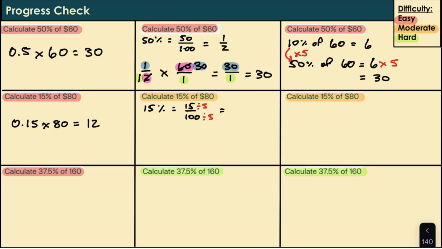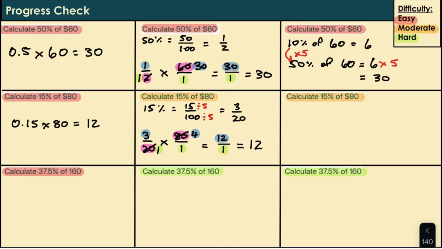On the top, that would be 3. On the bottom, 20. So we need to find 3/20 of 80, which is 80 over 1. Cross cancelling, 20 and 80 can both be divided by 20, which is 1, divided by 20, which is 4. Top times top will give us 12. Bottom times bottom will give us 1. And 12 over 1 is 12.